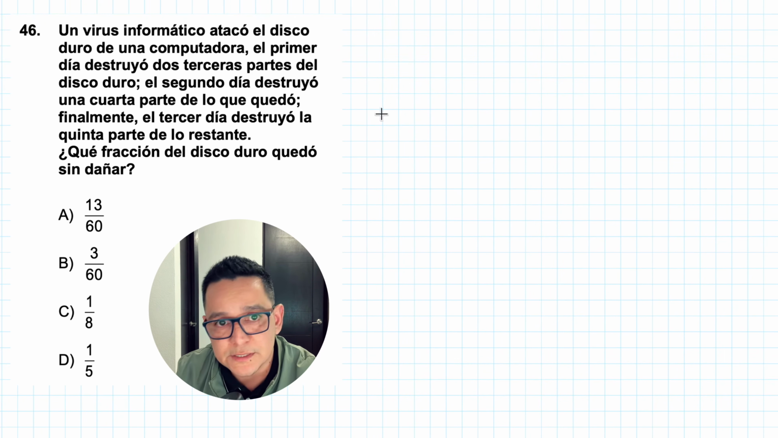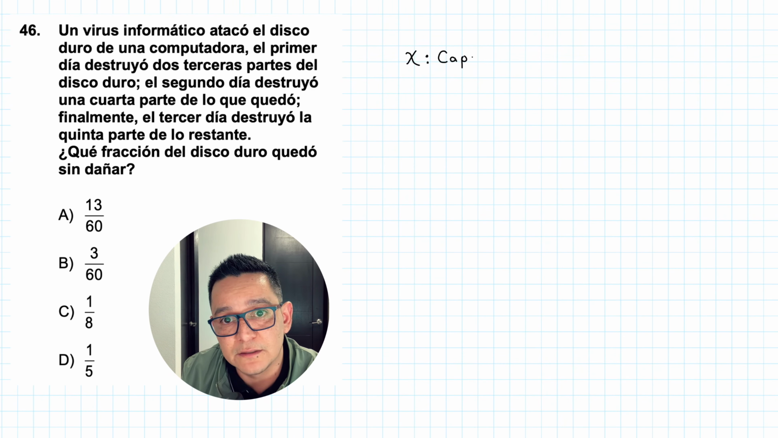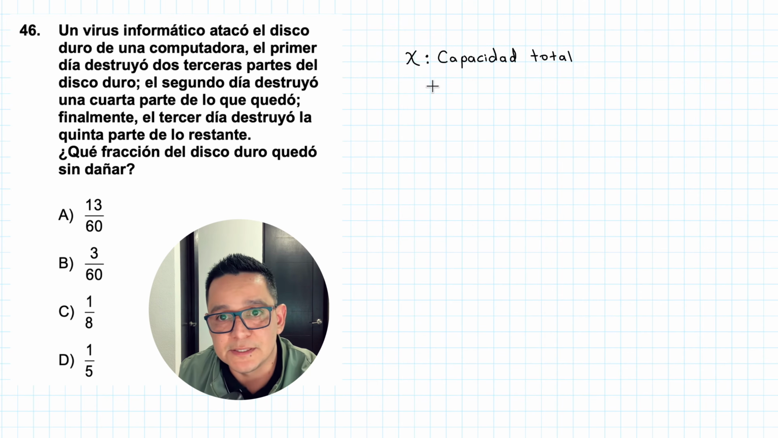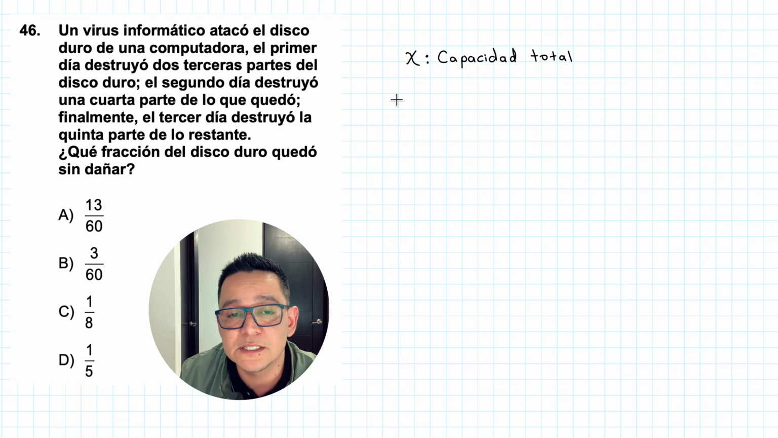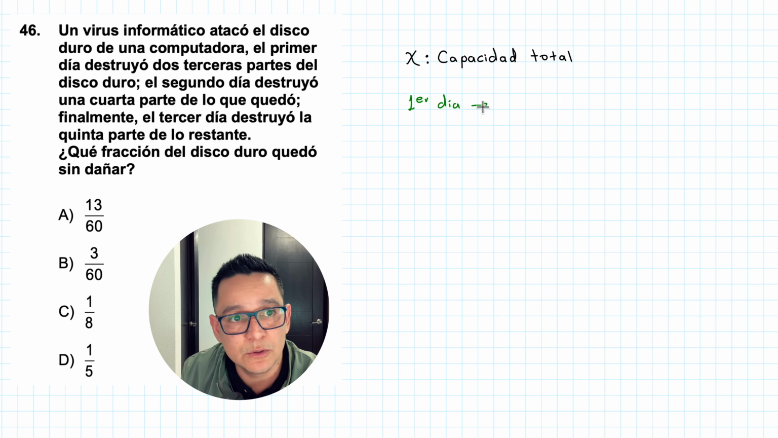The first thing I'm going to do is say, what is the total capacity I have? I'm going to represent this with the letter X. So let me write here that this is the total capacity, considering then that X is the total capacity of the hard drive. So now let's start working on the solution and operations. It says, the computer virus attacked the hard drive, and on the first day, it destroyed 2/3 of the hard drive. So I'm going to write here, first day, we already know that on that first day it destroyed 2/3 of the hard drive.